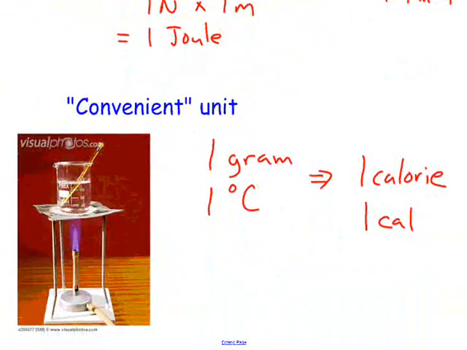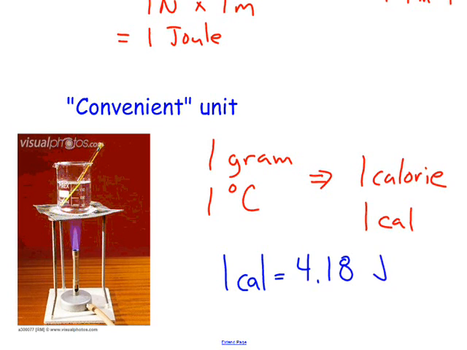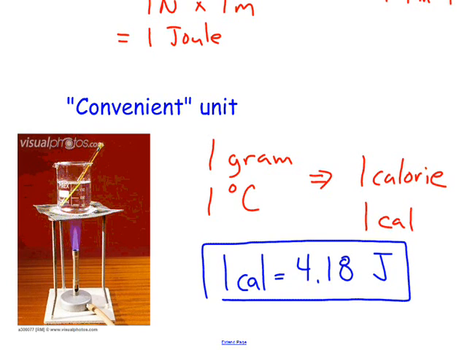The other thing I guess we should keep in mind is the conversion between these two, and that is that 1 calorie is equal to 4.18 joules. So if we need to convert from one unit to another, 1 calorie is equal to 4.18 joules. And so these are our two units that we'll use for energy.